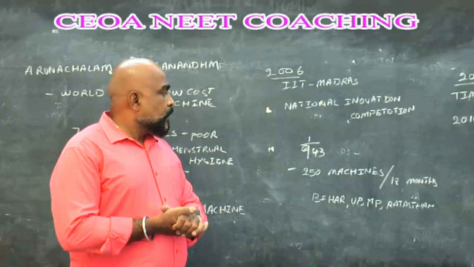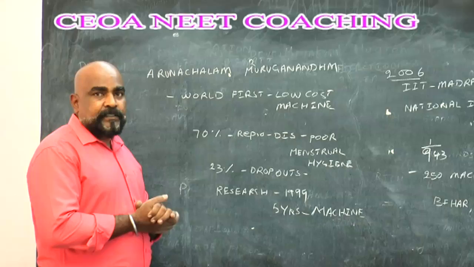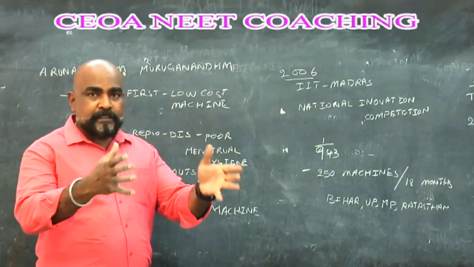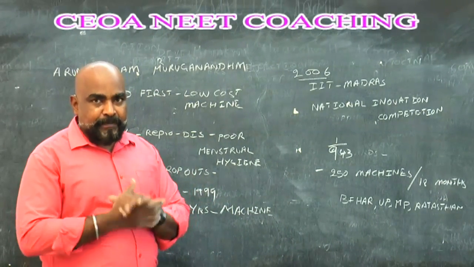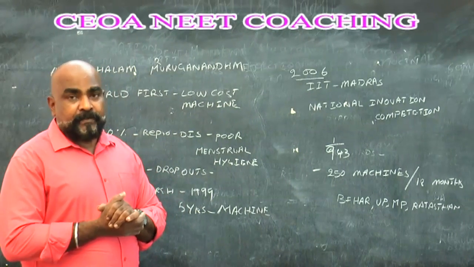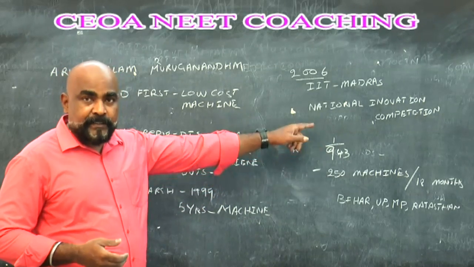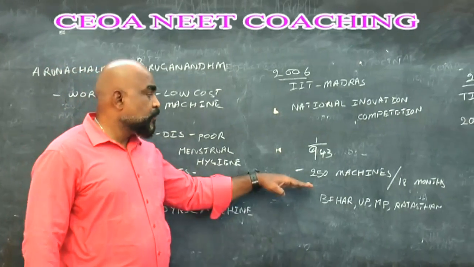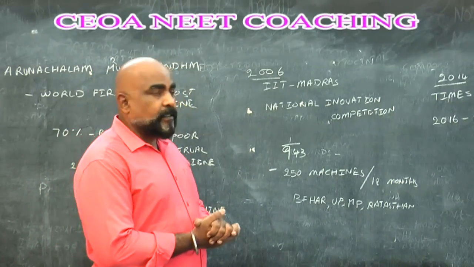He started his research in 1999. He worked for 5 years and in 2006 he made his presentation about his machine. He presented the low-cost machine for making sanitary napkins at IIT Madras in a national competition for innovation. Out of the 943 contestants, he stood number 1. Within an 18 month period, he made 250 machines which were supplied to Bihar, UP, MP and Rajasthan.